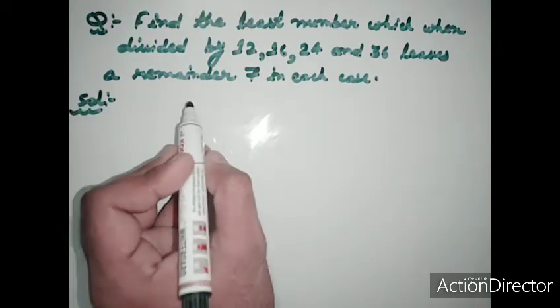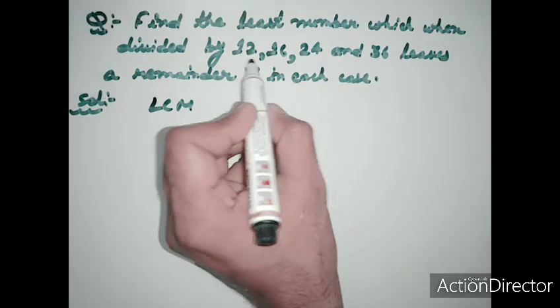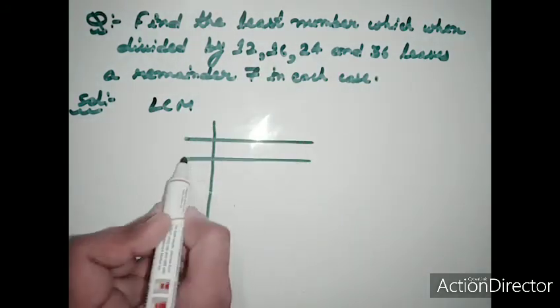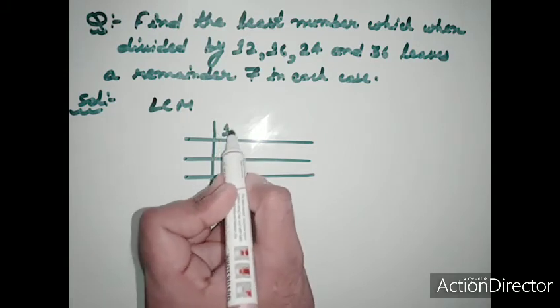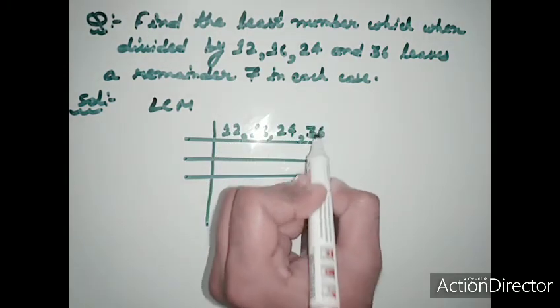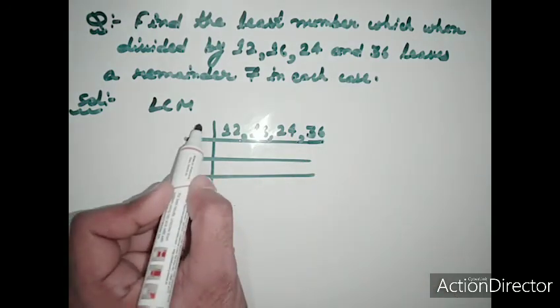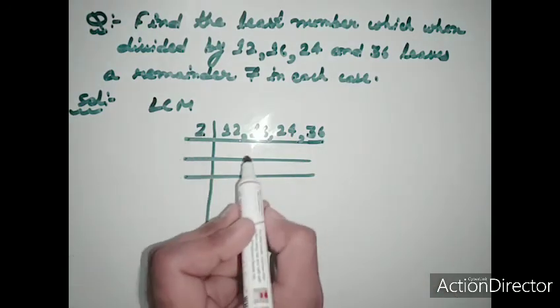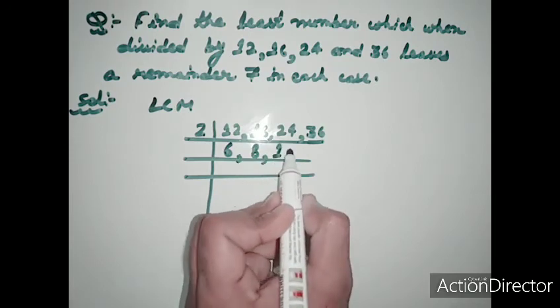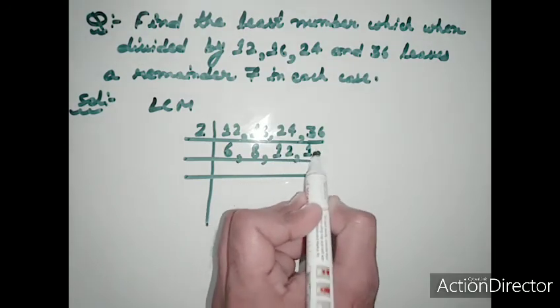So now here first we find the LCM of these all numbers here. So here we use division method. Here we write 12, 16, 24 and 36. Now we divide these all numbers here by 2. First start with 2. 2 6s are 12, 2 8s are 16, 2 1s are 2 and 2 2s are 4, 2 1s are 2 and 2 8s are 16.